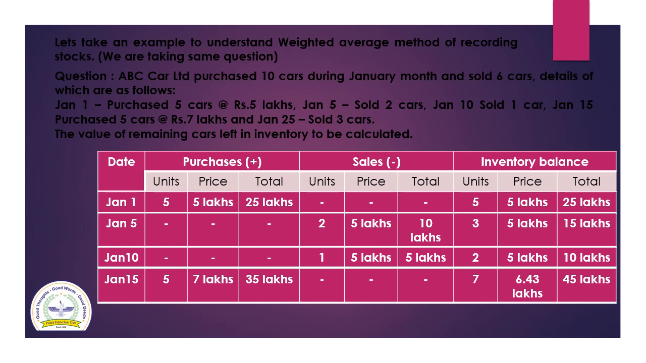How to arrive at the price? So we have to use this formula. Average price equals total cost divided by total units. Here total cost is 45 lakh and total units are 7. So 45 lakhs divided by 7 comes to 6.43 lakhs, which is your average price.